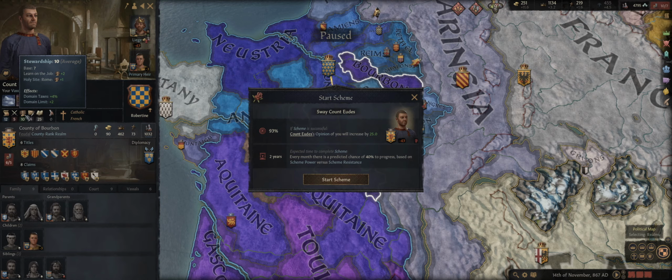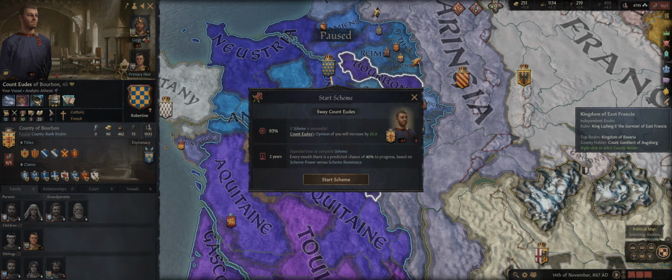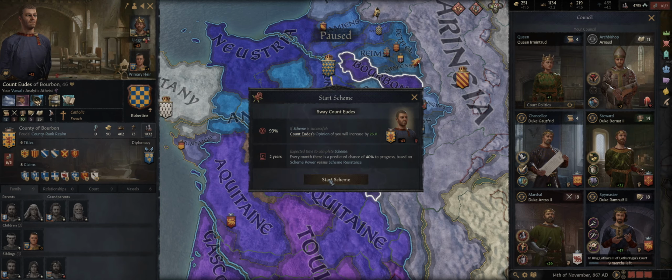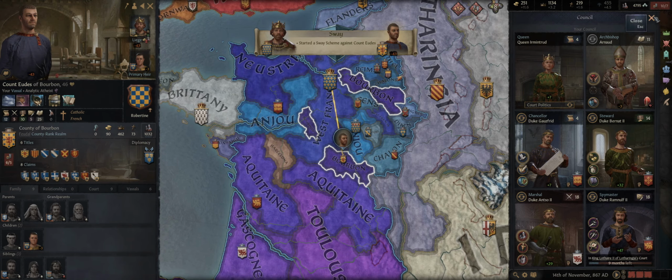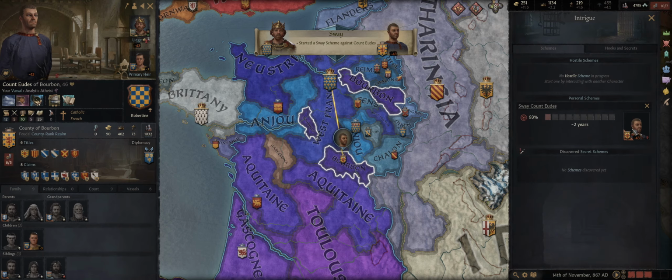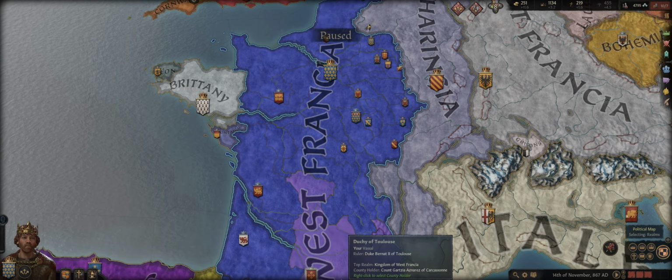His diplomacy is okay, his stewardship is okay, but we don't want to upset the other counselors by firing them. We're going to go ahead and just start this scheme to sway him. You can always have at least one scheme going at a time, either hostile or friendly, and in this case, we're going to use this time to make sure we're actually doing something with it, and we're going to try to increase his opinion of us. So, that's very important to consider.